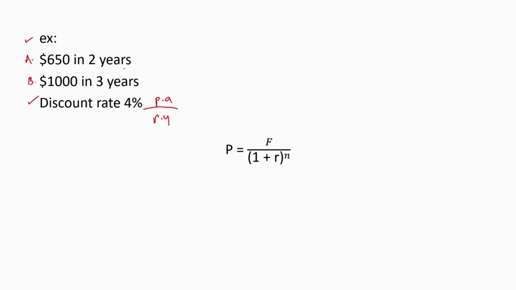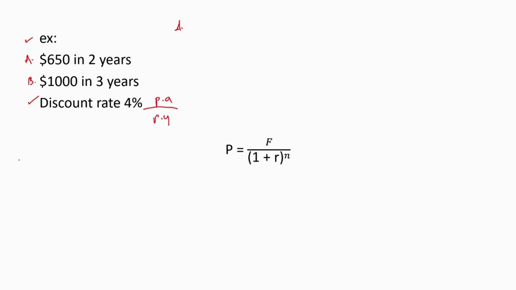So now let's consider these two options, option A and option B. What would you choose? Do you want $650 in 2 years or $1,000 in 3 years? You cannot compare these two options because the timelines are different. If they offered $650 in 2 years and $1,000 in 2 years, you could choose the $1,000 because the timelines are the same. Since the timelines are different, we cannot directly compare these two options. So we can use the discounting method to calculate comparable values for each option.